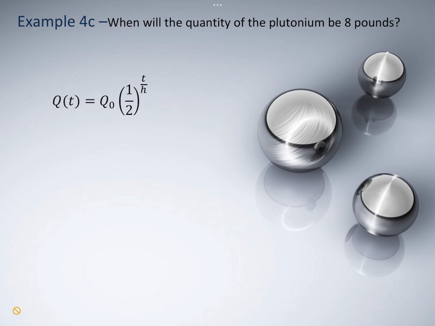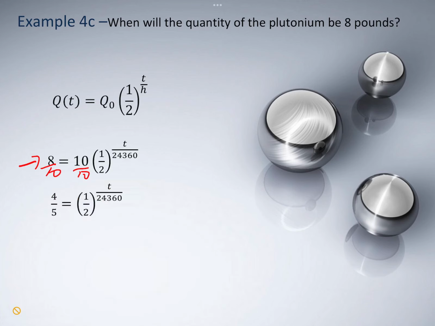So we take our initial problem right here, or beginning one, and we want to know, when is it going to be 8? So now I need to solve for t. So again, first thing, rules that we've learned, divide by 10. So 4/5 equals 1/2 to the t over 24,360. Rewrite it in log form. So log base 1/2 of 4/5 equals t over 24,360. So remember, to get t by itself, I need to multiply both sides by the 24,360.